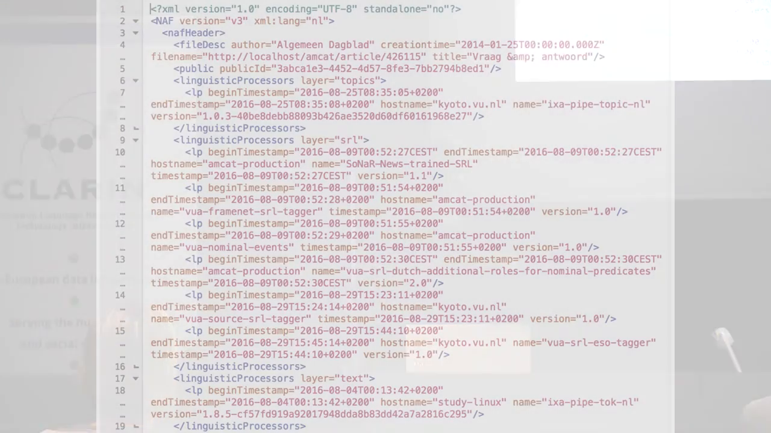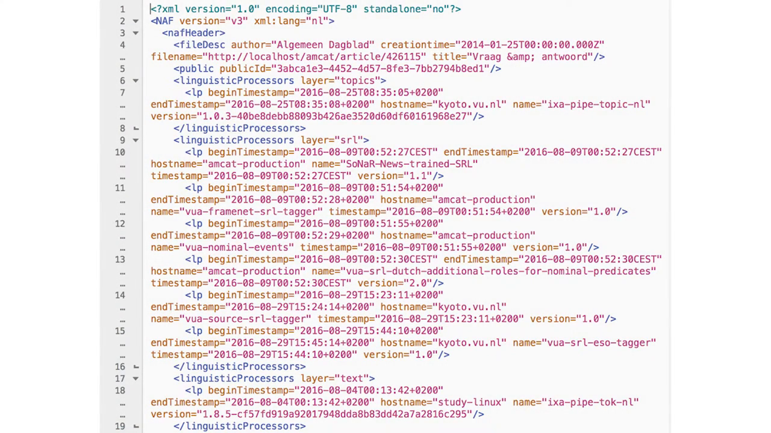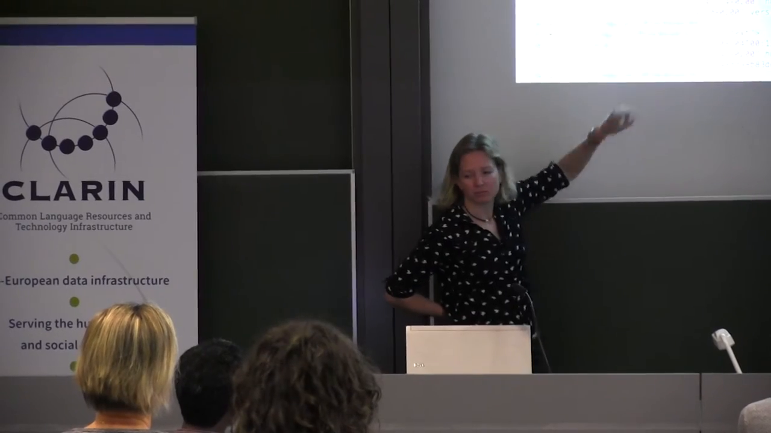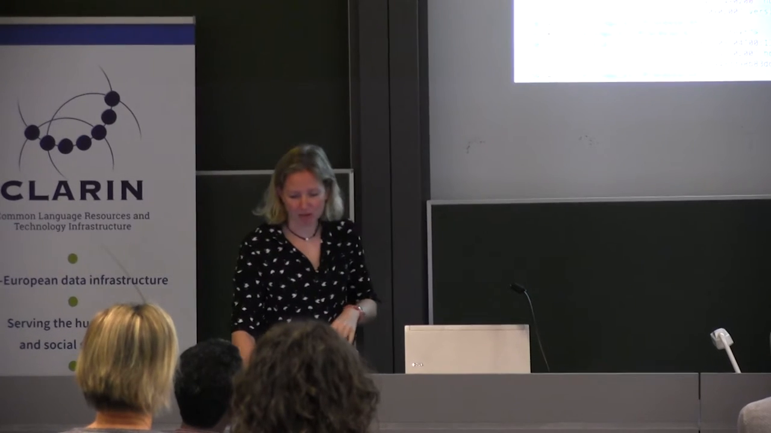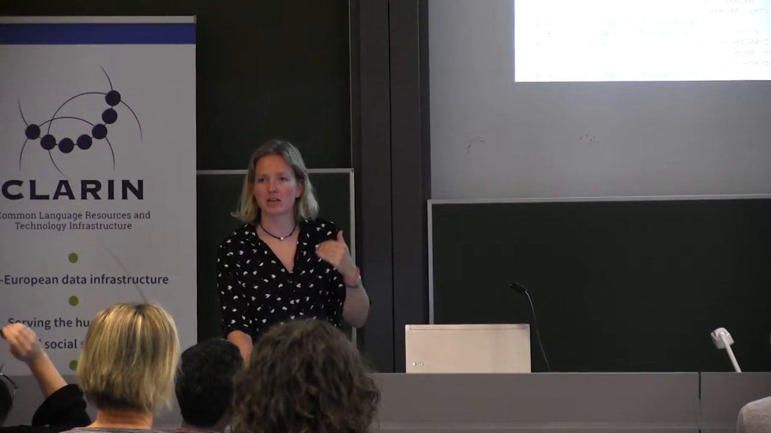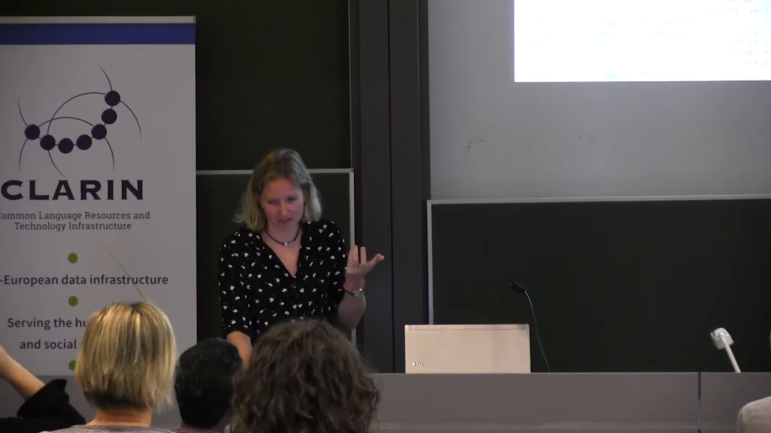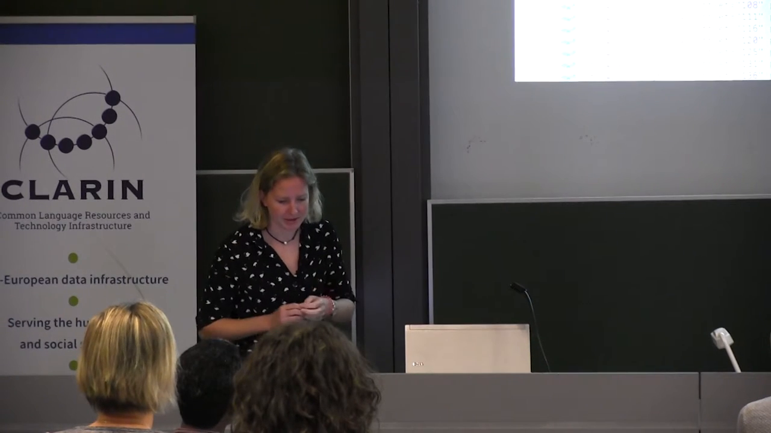But basically what we say, for example, well, there's a linguistic processor. It operates on the text layer. When it was processed, when it started, when it ended, what machine we used, what module this was, the tokenizer that identifies where a word starts and where it ends. And we also have the version information in here. And we do this for every step that is taken in the pipeline. So this is ugly, but it records a lot.